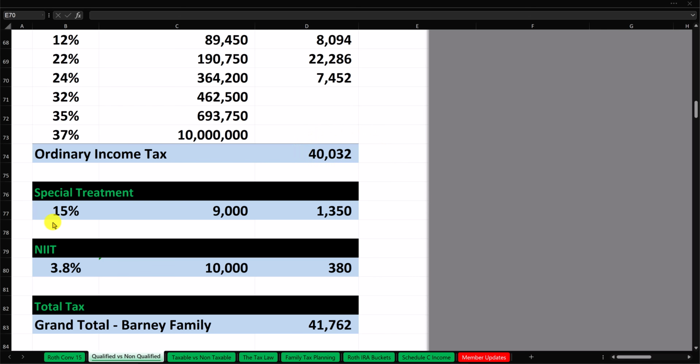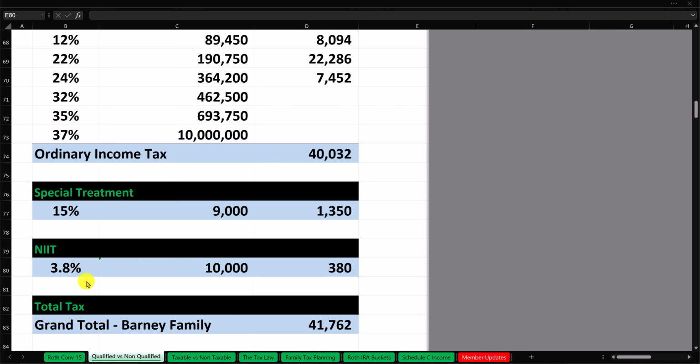$40,032. Then we have to add in the tax for the special treatment income, which as you recall is $9,000 of qualified dividends multiplied by the 15% rate gives us $1,350 of tax. Then we have our net investment income tax, which we've talked about before in the series. Remember, that's 3.8% of net investment income if total income exceeds $250,000.